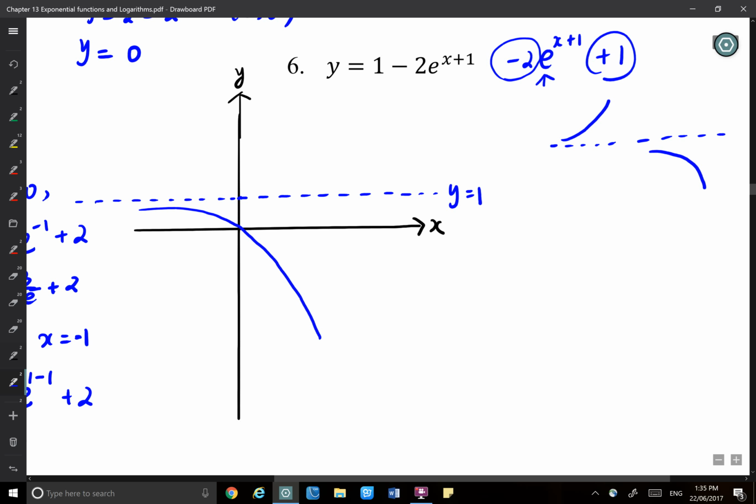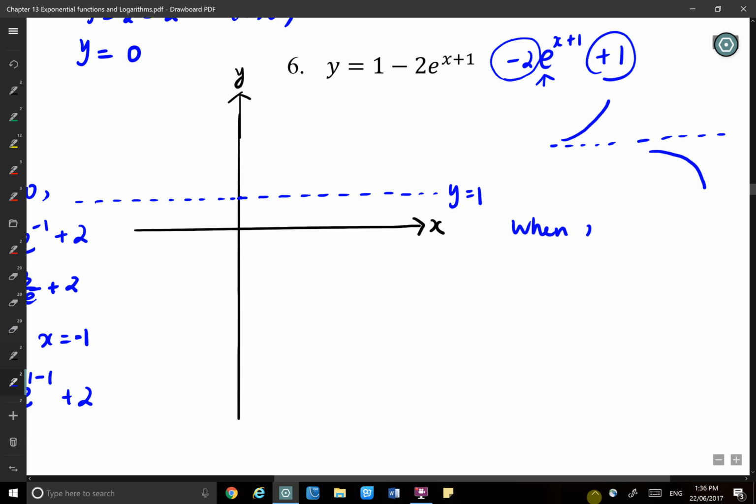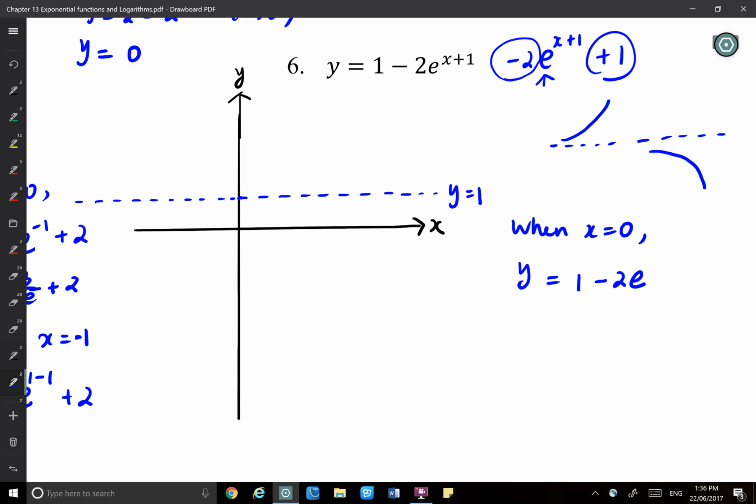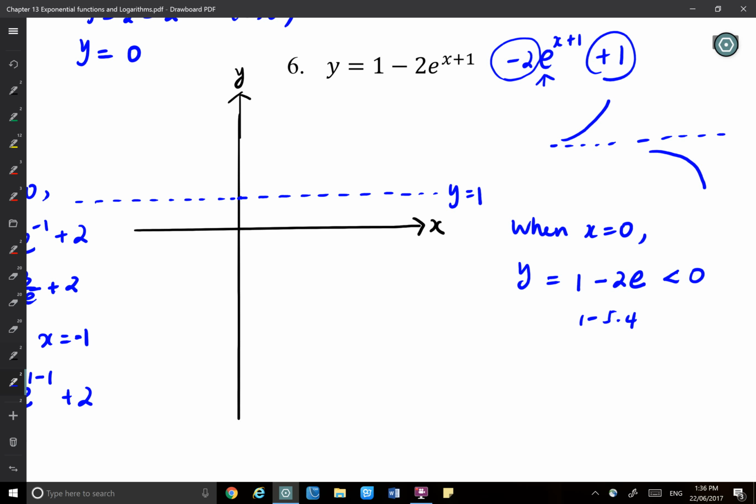There's an x-intercept and y-intercept, so I need to find where it is, which is very important. So I will make x equals 0. Y will be 1 minus 2e^0 plus 1, which is 1 minus 2e. Is that a positive or negative number? Negative. So 2.7, 5.4. 1 minus 5.4 is about negative 4.4.